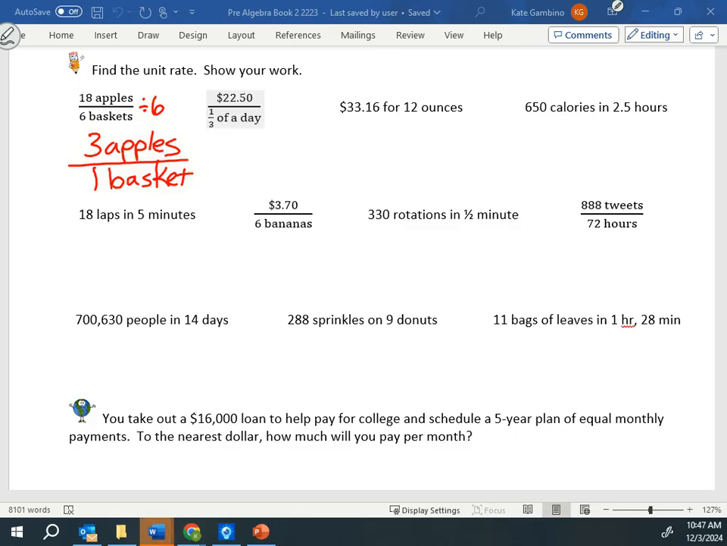So labels matter. Put your labels. Show me what scale factor you're using. What are you dividing by? What are you multiplying by? That's the work that I want seen. Don't just say in your head, oh, I'm going to divide by 6. Actually write it out. Okay. We do have some word problems at the bottom. Try to see if you can figure it out on your own.